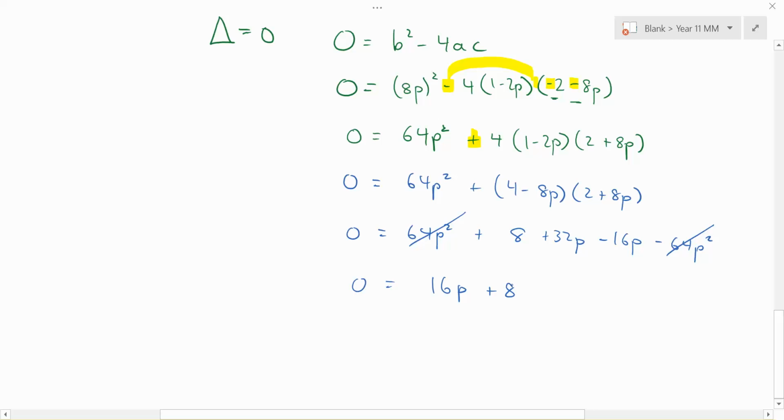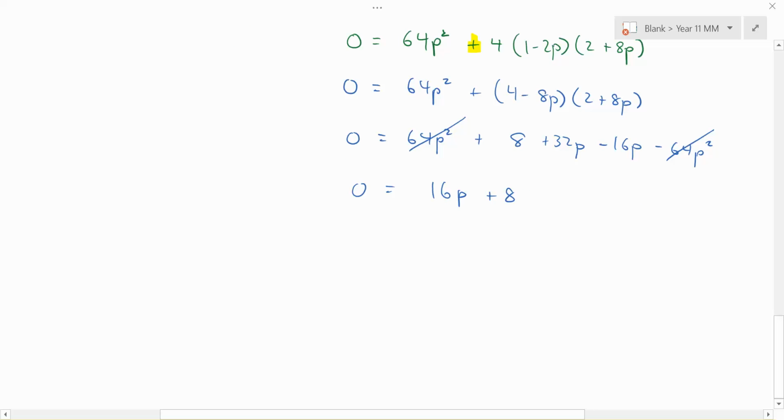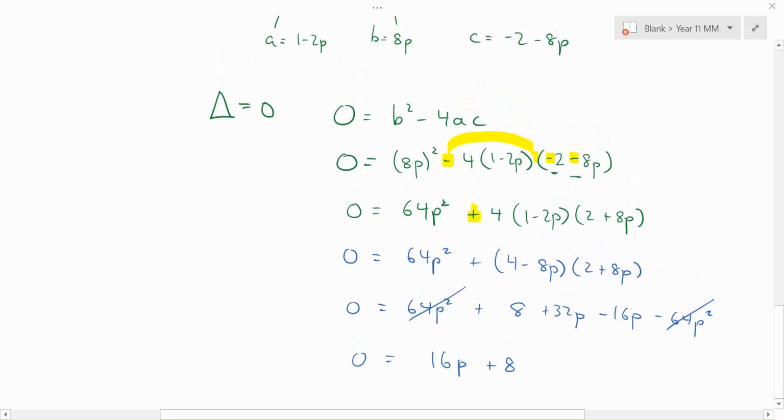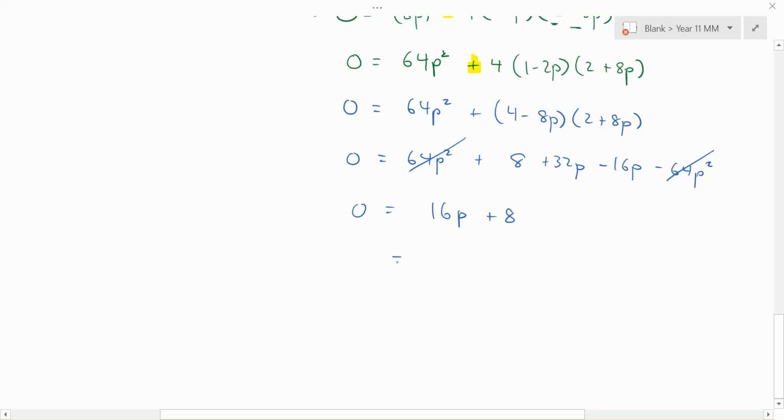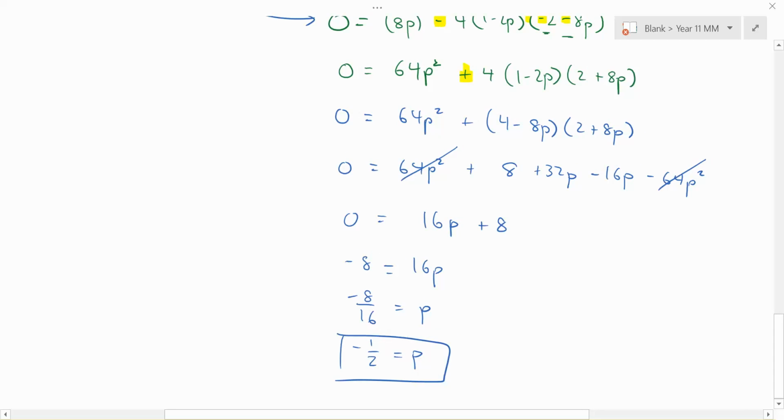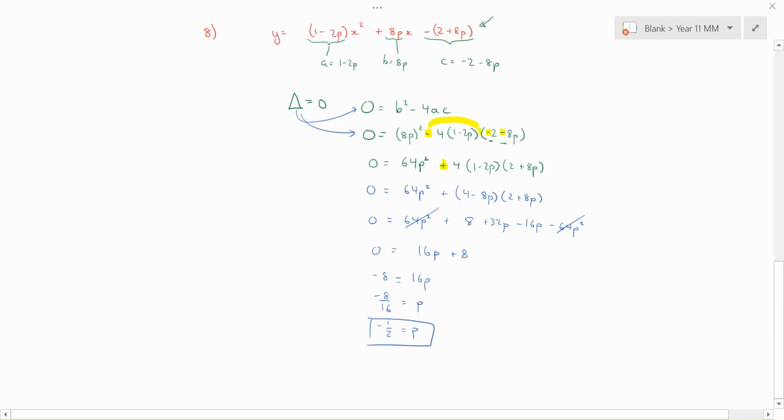Okay, and now I'm really trying to solve for p for when the discriminant is 0, and see, this is all representing the discriminant, so I can just solve for p now. Minus 8 on both sides, and therefore p needs to be negative 8 on 16, which means p is negative half. So that means when p equals negative half, I will have one solution.